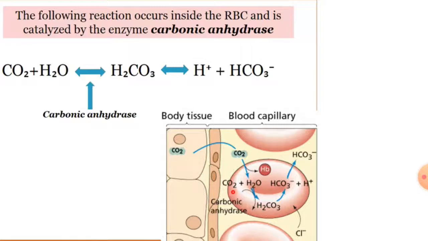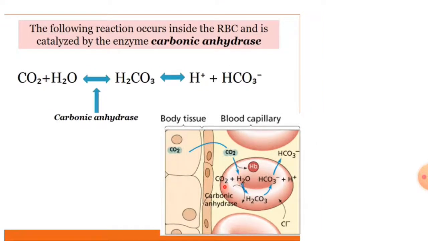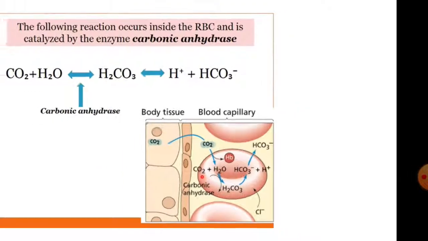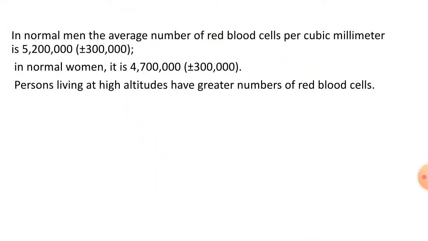At last, we should mention the normal concentration of the red blood cells, which varies between male and female. In men it is about 5,200,000 plus or minus 300,000, while in women it is about 4,700,000 plus or minus 300,000. This is the normal range.